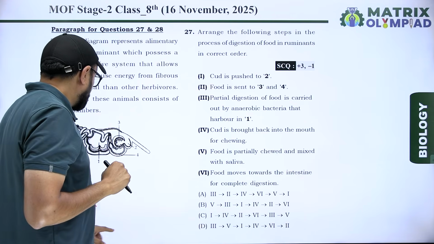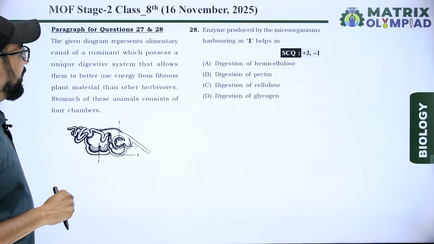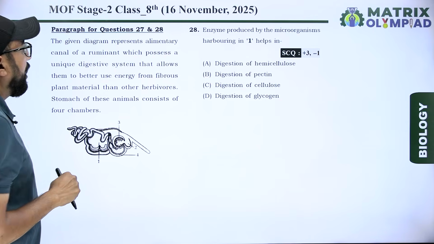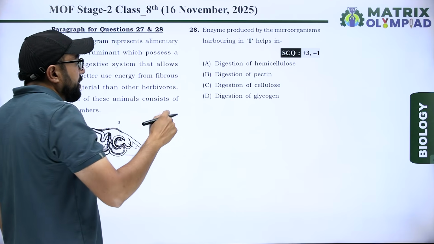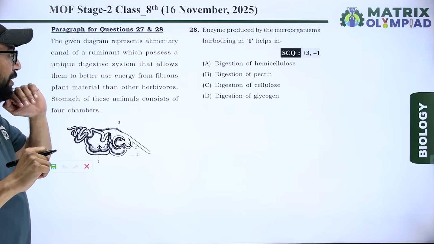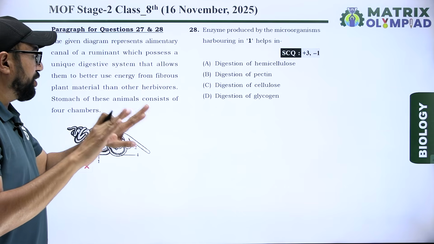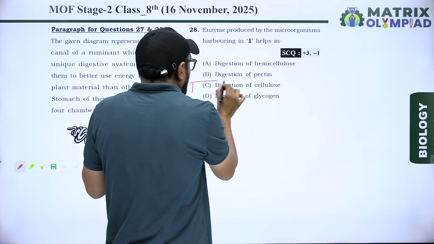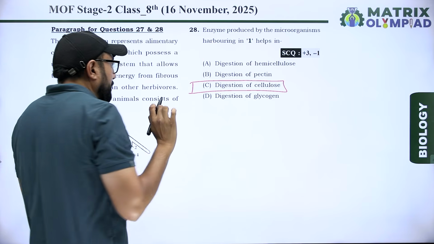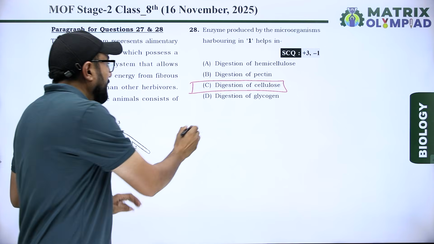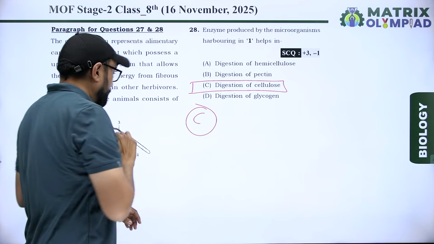Next, enzyme produced by the microorganism harboring in first helps in digestion of hemicellulose, no. Digestion of pectin, no. Digestion of cellulose, it is the special feature in ruminants. So option C is right for this question.